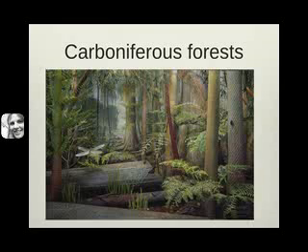Another important outcome of the Carboniferous era, you note these massive forests. So there were these massive swamp-like forests of the ferns and the fern allies. We're talking about trees as big or bigger than some of the largest gymnosperm and angiosperm trees that you've seen. So big, massive forests of ferns. Most of these species no longer exist.